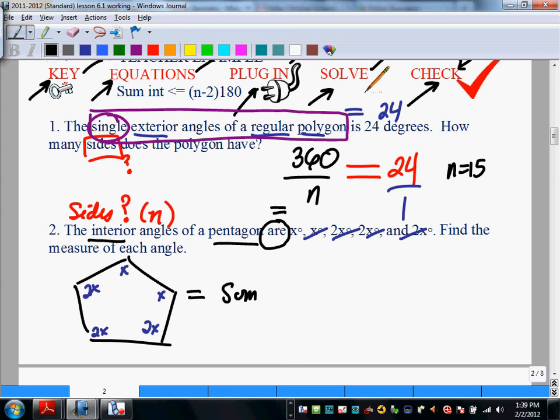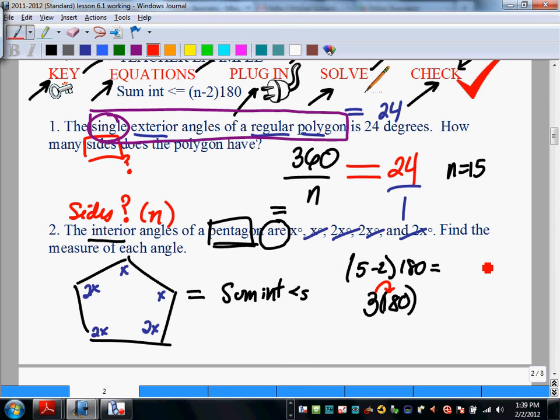The sum of interior angles. So how do you find the sum of the interior angles? Sides minus 2. What's our sides this time? Our sides are 5. So 5 minus 2 times 180, 3 times 180. I'll show you guys how to do this without a calculator. What must be 3 times 100? 3 times 100 is 300.